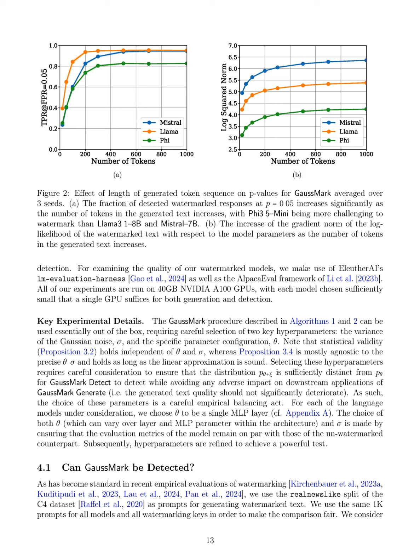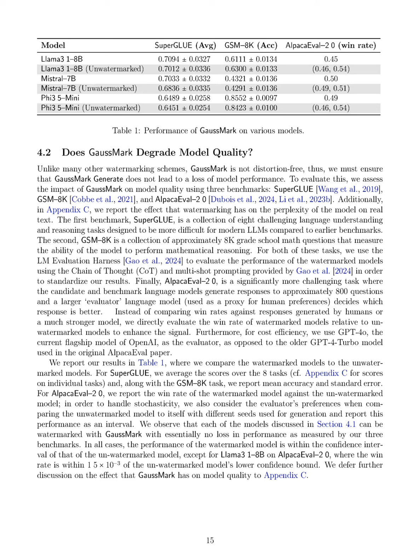The effectiveness of the 2 watermarking method was validated through extensive empirical testing, using the real news-like split of the C4 dataset as prompts for generating watermarked text. The experimental design involved evaluating the detectability of the watermark, the impact on model quality, and the robustness of the watermark against various types of corruptions, including token-level attacks and round-trip translation.